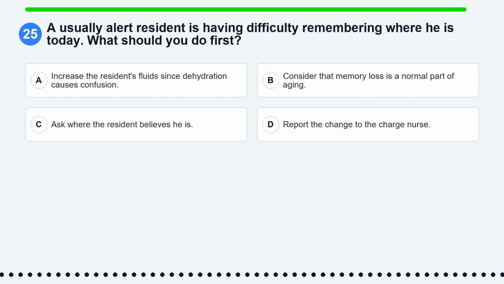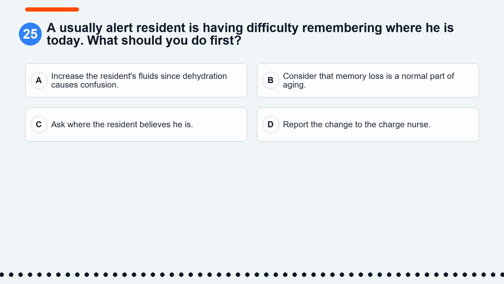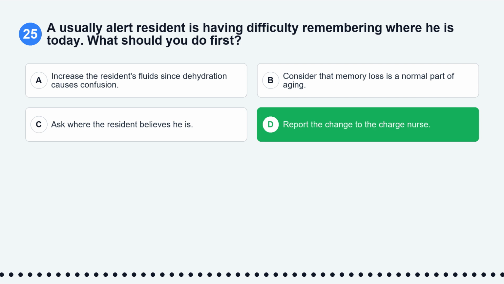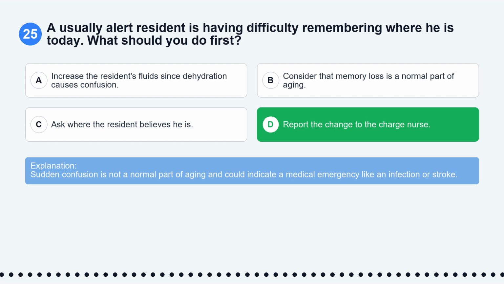Question 25. A usually alert resident is having difficulty remembering where he is today. What should you do first? Option A, increase the resident's fluids since dehydration causes confusion. Option B, consider that memory loss is a normal part of aging. Option C, ask where the resident believes he is. Option D, report the change to the charge nurse. The correct answer is option D, report the change to the charge nurse. Sudden confusion is not a normal part of aging and could indicate a medical emergency like an infection or stroke.